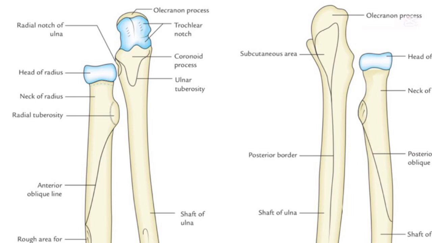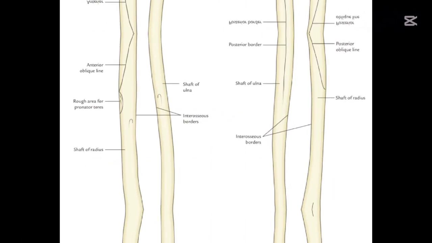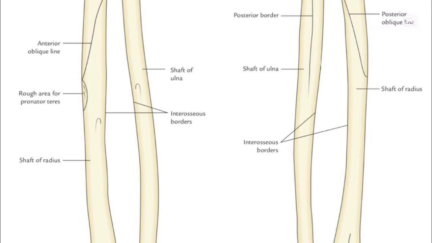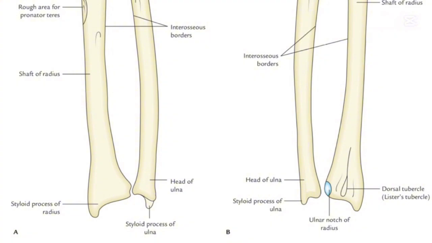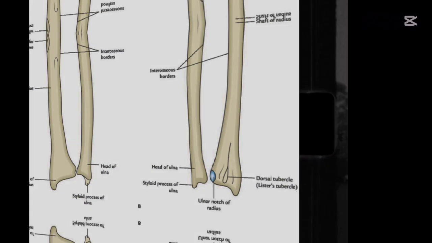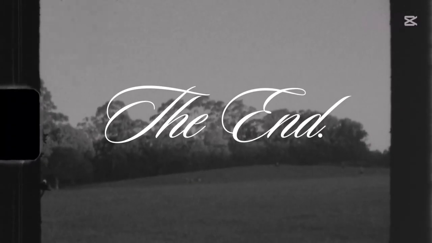So I started from the upper end where you can see the head of the radius, you can see the neck, you can see the radial tuberosity. In the shaft, I can see the oblique lines, I can see the surfaces and the interosseous border. Below, you can see the styloid process, dorsal tubercles. Very, very easy. So I hope it all makes sense to you and you understand it.